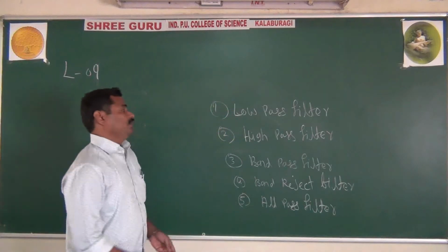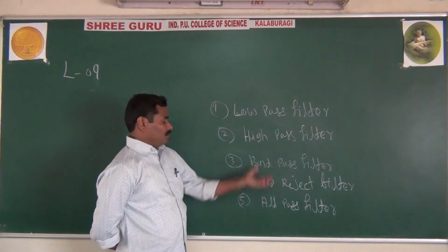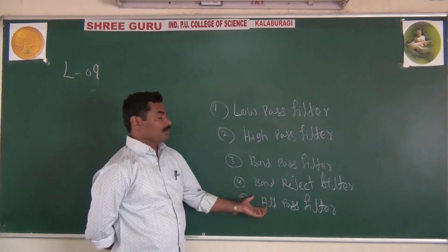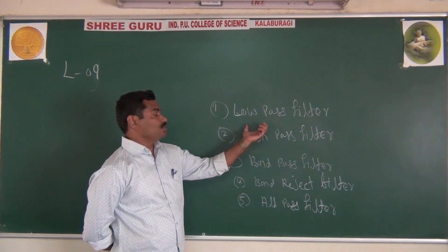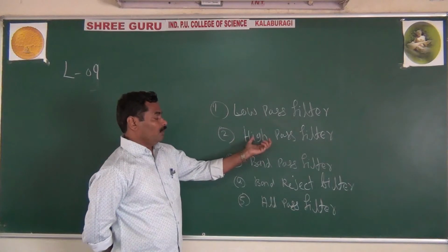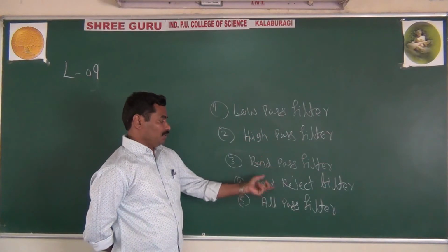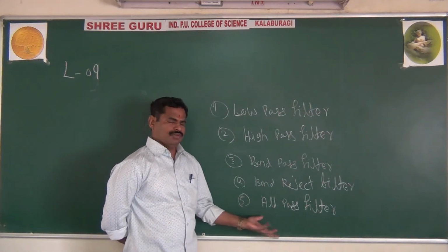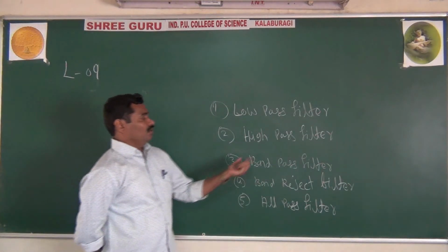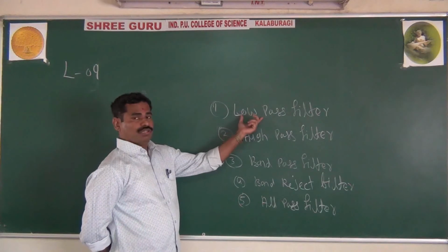Here, as the name indicates, there are nearly 5 types of filters, depending upon the frequency range. Depending upon frequency range, it may be the low pass filter, high pass filter, band pass filter, band reject filter, and finally the all pass filter. Very simple. What is called a low pass filter?